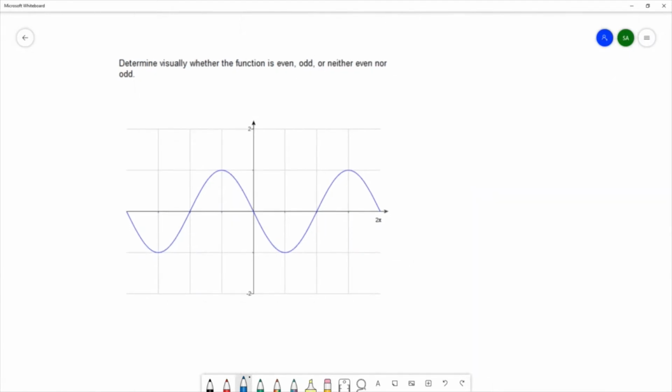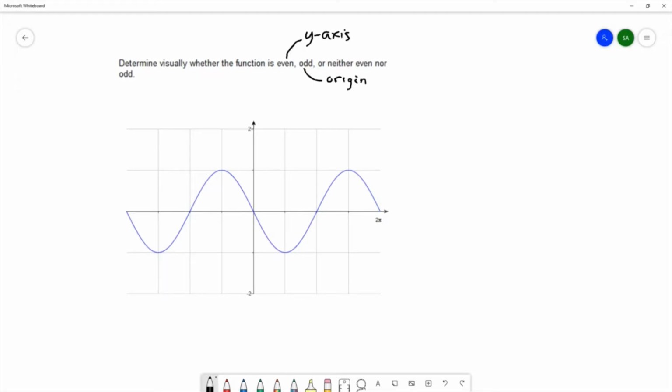Okay, so this question is: determine visually whether the function is even, odd, or neither even nor odd. What we have to remember with this is that an even function will have y-axis symmetry. An odd function will have origin symmetry.